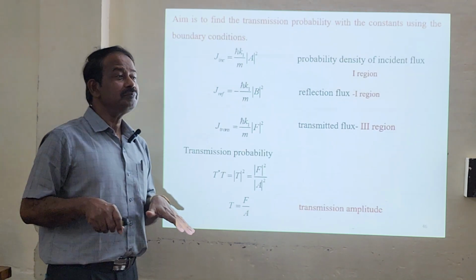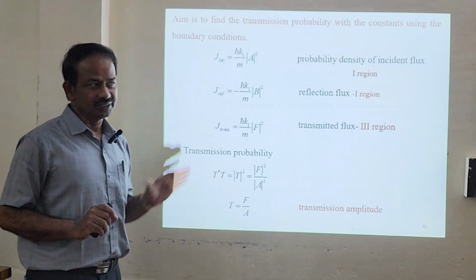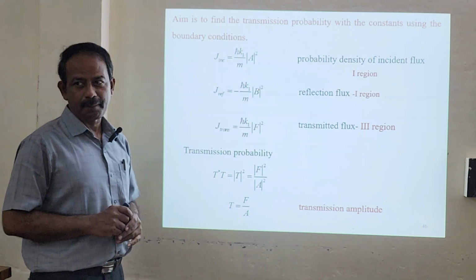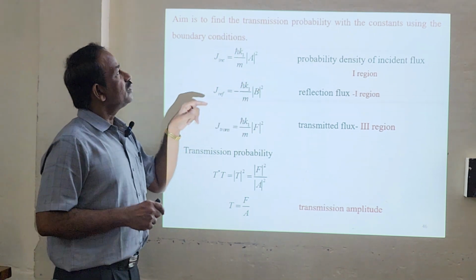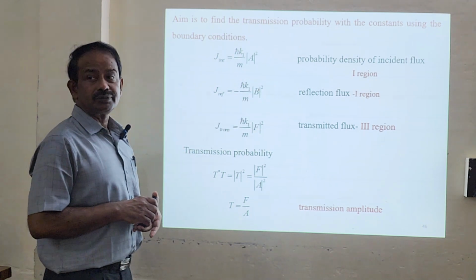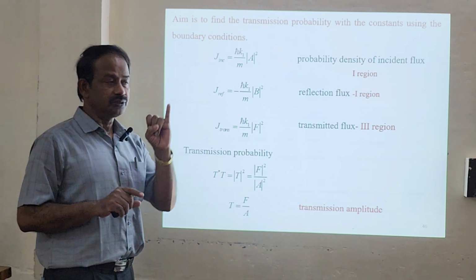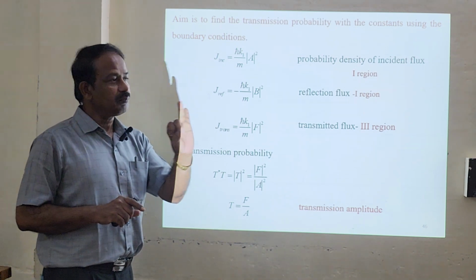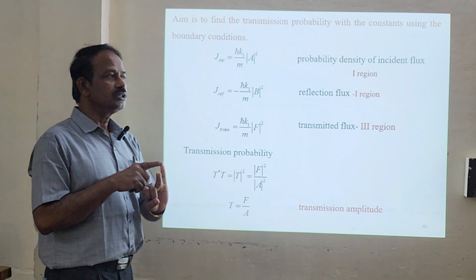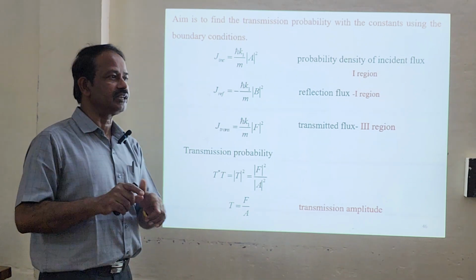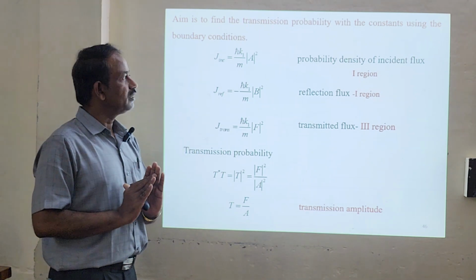Now our aim is to find the transmission coefficient. So this is what we are going to learn today. To find the transmission coefficient, we are going to use the Schrodinger equation, and we are going to apply boundary conditions.